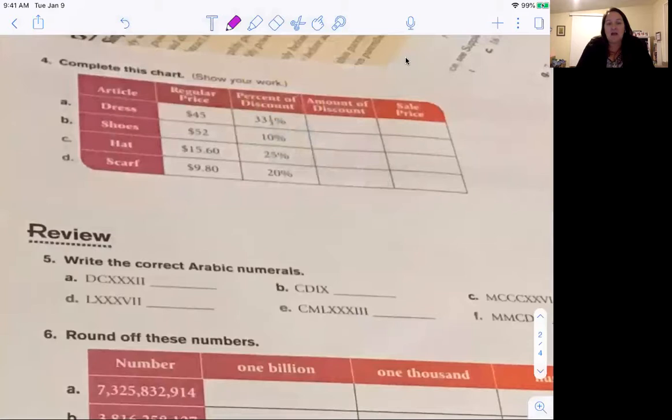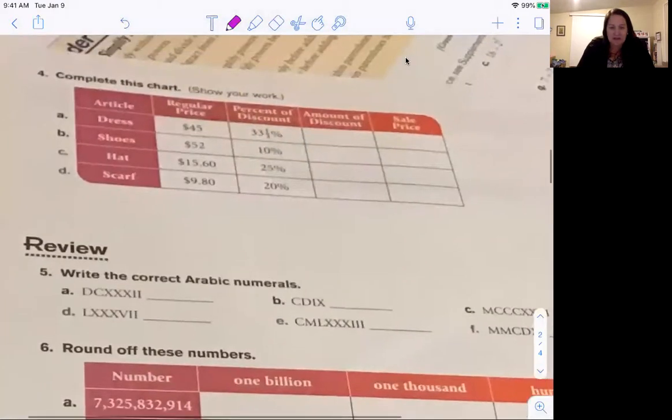Complete this chart. I'm sorry it's a little bit messy here, but if you look at the top of page 220, you will have yours in more focus than my paper. We have a dress of $45 regular price, and the discount is 33.33%. First of all, we need to find the amount of discount. When we find the amount of discount, we are finding the dollar amount of how much is being taken off.